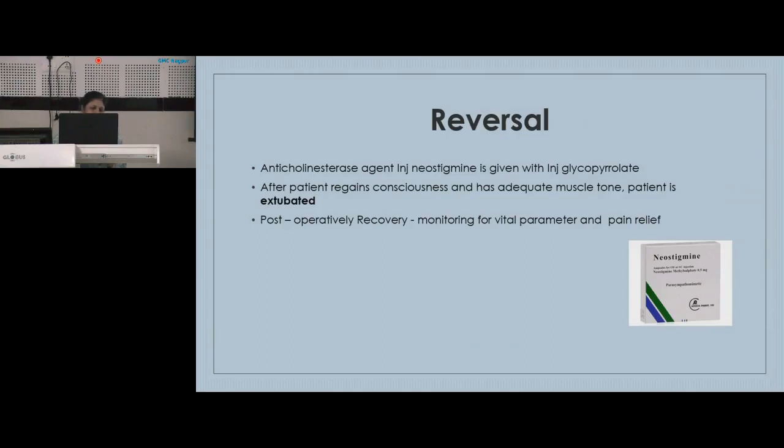When the patient regains consciousness and has adequate tone and power, is able to maintain the airway, and is responding to our oral commands, the patient is extubated. After that, in the post-op period, we watch for vital parameters and we also give pain relief to the patient.